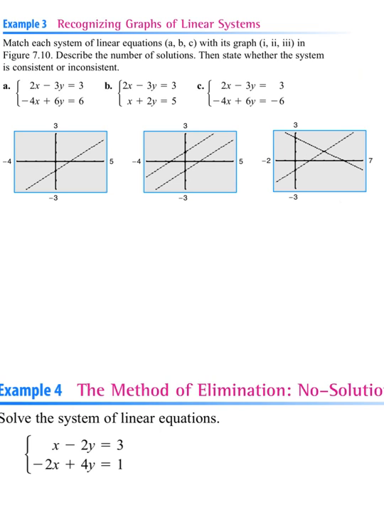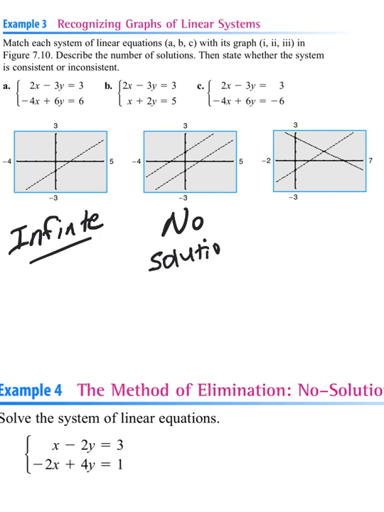So in the first picture, what is that? Infinite many solutions, 1 solution, or no solution? Infinite many. How come? Because the lines coincide. What about the second picture? No solution, because the lines never do what? They don't ever touch. And then what's the last one? Exactly 1 solution, because the lines touch at one point.